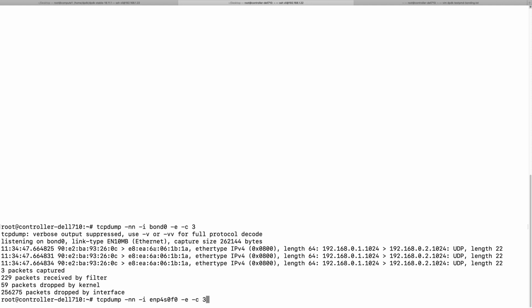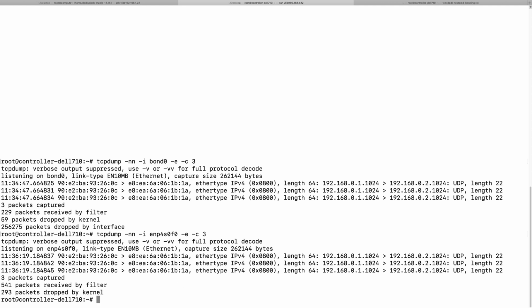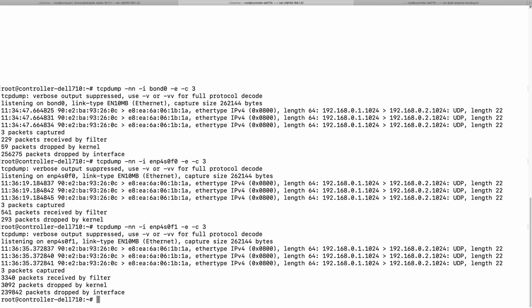If we tcpdump on the slave interface, so bond 0 has 2 slave interfaces. One is this. So let's see if there's a packet. Okay, so there is a packet on the slave interface. So let's tcpdump on the second slave interface, just to make sure the bonding has the packets aggregated and spread across the slave interfaces. So we also have packets here.